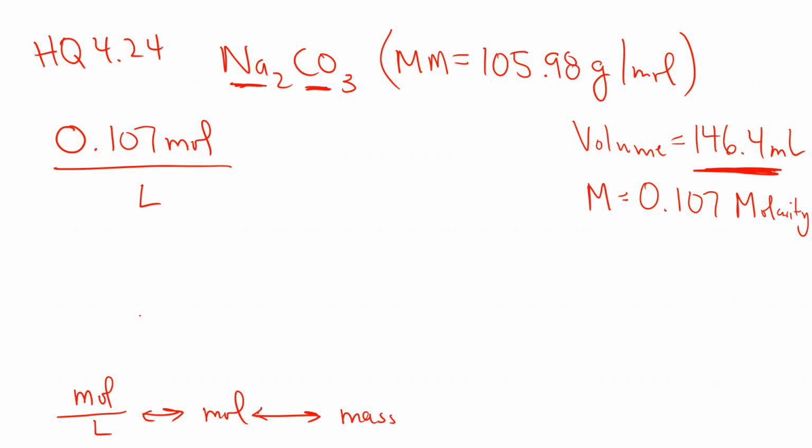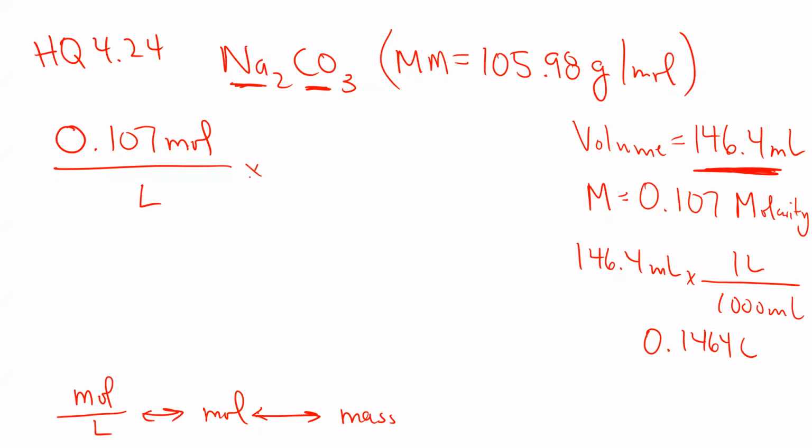So first things first, concentration is moles per liter, right? I have to convert my milliliters to liters. 146.4 milliliters, I know for every 1 liter, I've got 1,000 milliliters, so we've got 0.1464 liters of my volume. So I would use that first because that'll get volume to cancel out. So 0.1464 liters, right? Liters cancel, and we're going to get moles of sodium carbonate that I need.